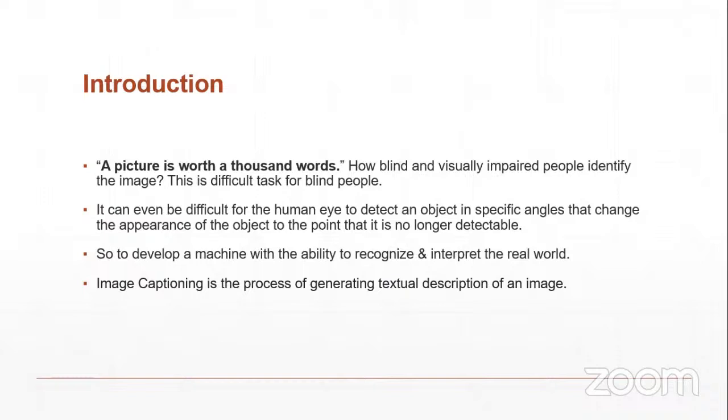But if we want a machine to describe an image, then the machine must understand the meaning of the content of the image. It must understand what the image presents. So preparing a machine that automatically generates captions might help blind people to understand their surroundings. Image captioning is the process of generating a textual description of an image.